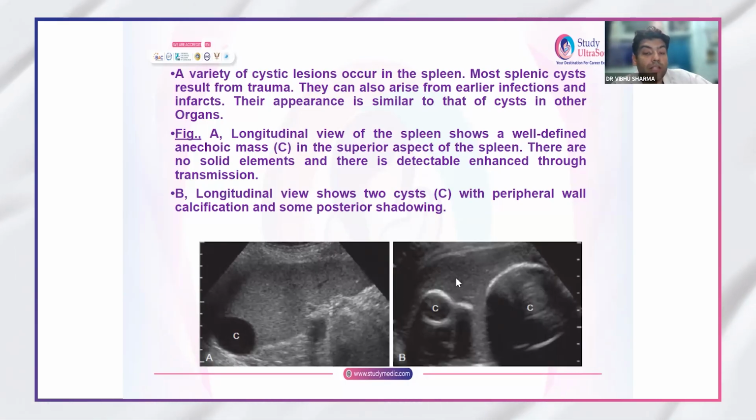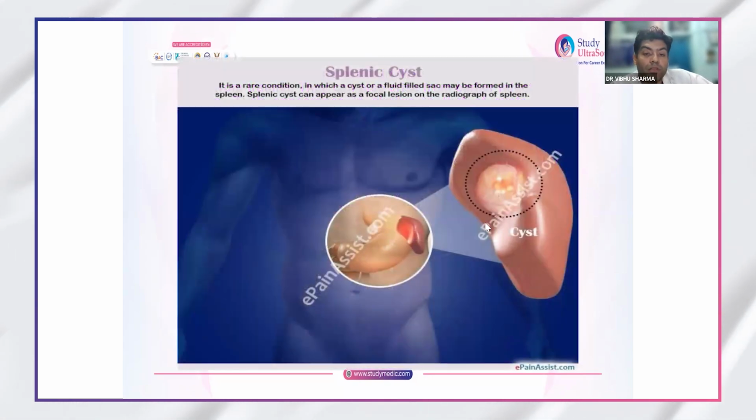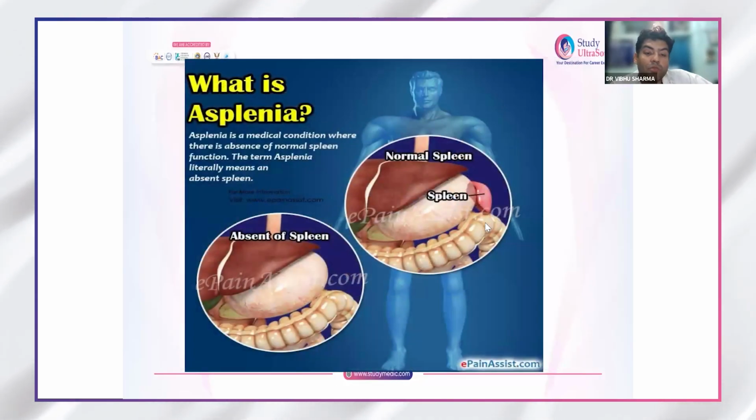Sometimes they can have wall calcification or shadowing. That shows that these are old. Sometimes you don't find a spleen. That condition is called asplenia. There is absence of the spleen.